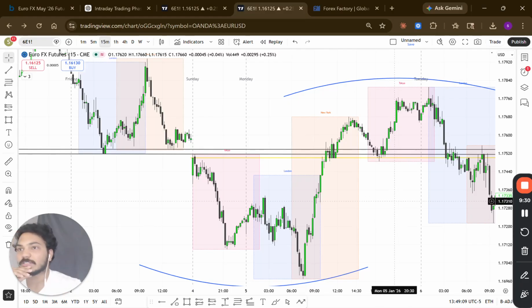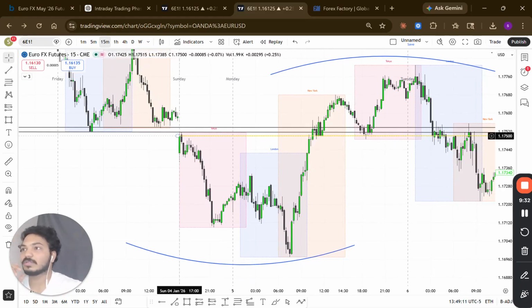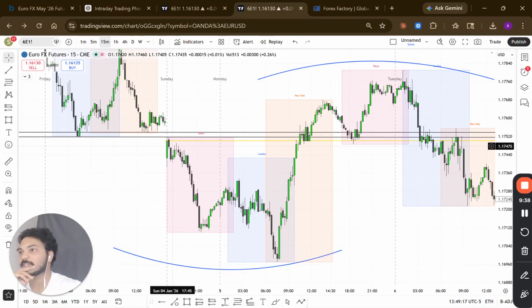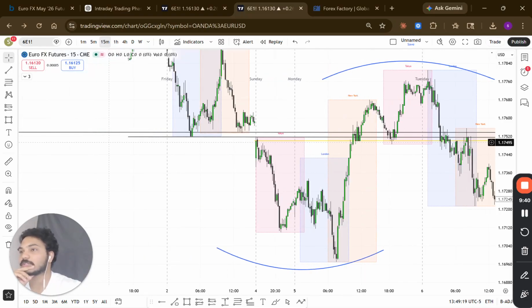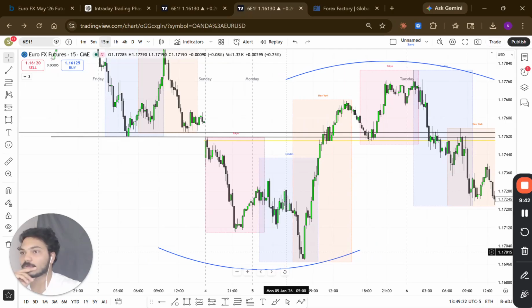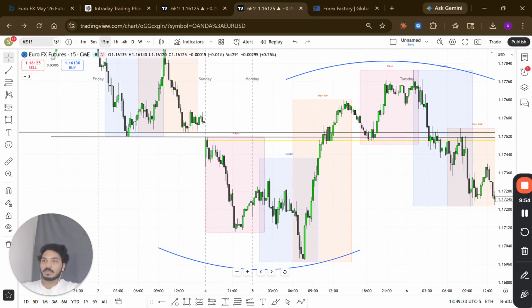So if you see here, it opened here. It went to take out the liquidity below this low. This is the previous day low, and this is the equal low. Just remember that Jan 5th was Monday. Monday often sets that narrative, maybe the initial balance for the entire trading week.